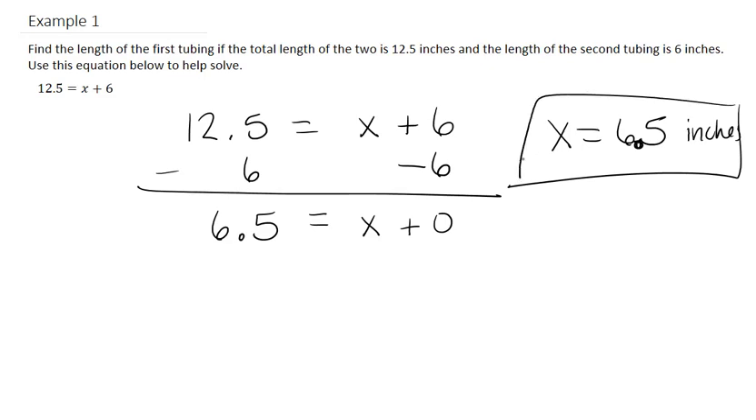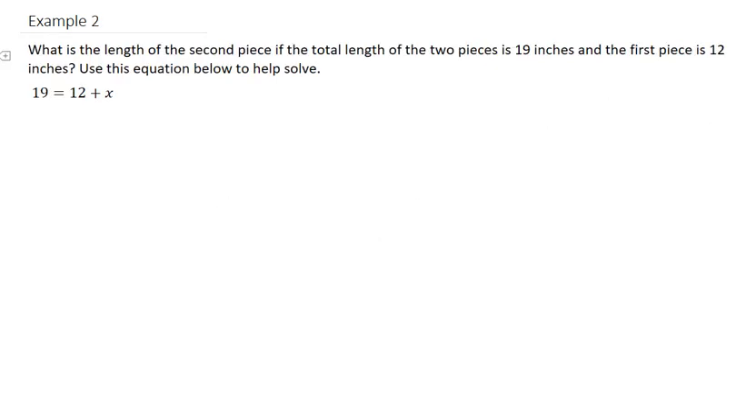Let's do another example. Example 2. What is the length of the second piece if the total length of the two pieces is 19 inches and the first piece is 12 inches? Use this equation below to help solve. So we have 19 equals 12 plus x.